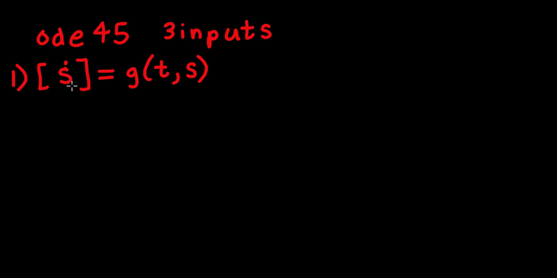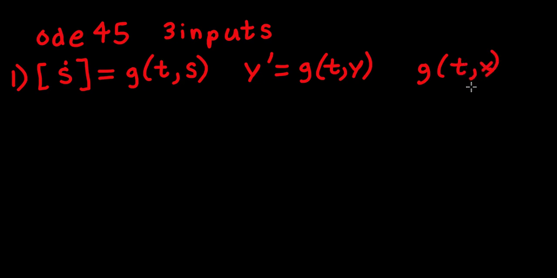Now, you might see other notation besides this. Some people prefer to say, some y prime equals some g of t, y. MATLAB's documentation actually has this notation. Maybe some people prefer to use g of t, x. It doesn't matter. A variable is a variable. I like to use s so I don't get mixed up if I'm solving for some x or y function. But again, to each his own, right? So that's the first input.